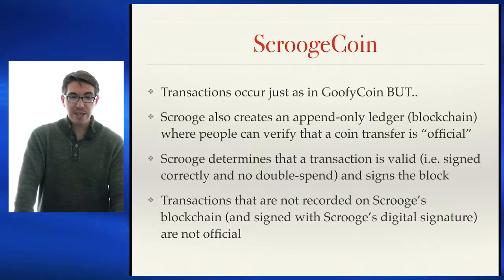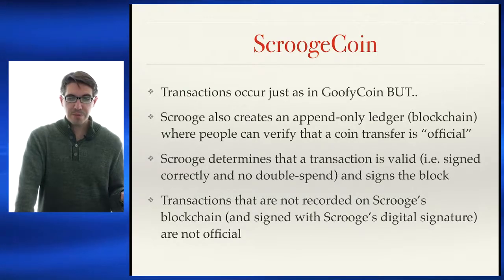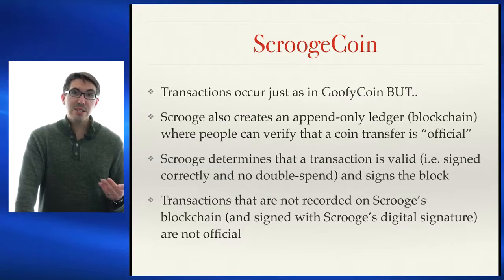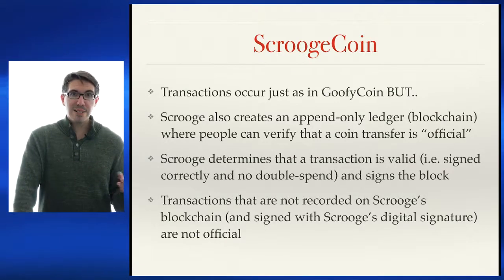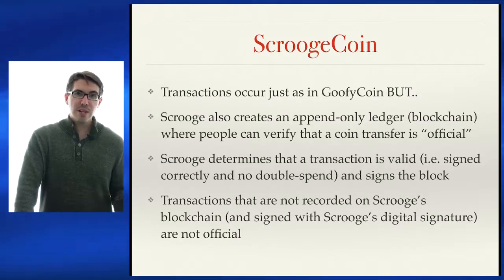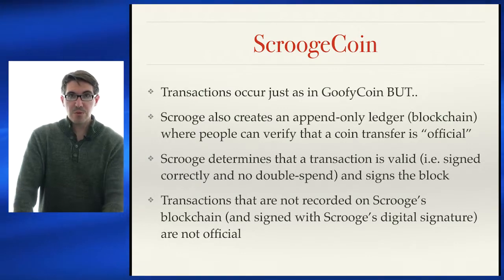Scrooge can now determine that a transaction is valid, that is, that it was signed correctly, and also that there was never a double spend, that the same person didn't try to send a coin to person A and person B. Scrooge will sign the block. He will use his secret key to create a signature associated with that block. Any transaction that's not yet on Scrooge's blockchain, his ledger, and signed with Scrooge's digital signature is not considered official. So if you're trying to transfer or buy something with your Scrooge coin, you can do the transaction and then wait to see it appear on the Scrooge coin ledger before considering it valid.